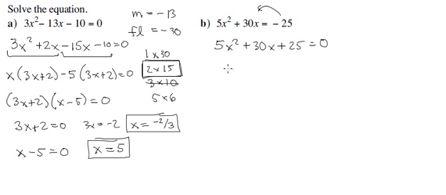So, there we go. You can factor out a 5 immediately, and that leaves you with x squared plus 6x plus 5. Now here we need two numbers which add up to 6 and multiply to 5. It's got to be 1 and 5.